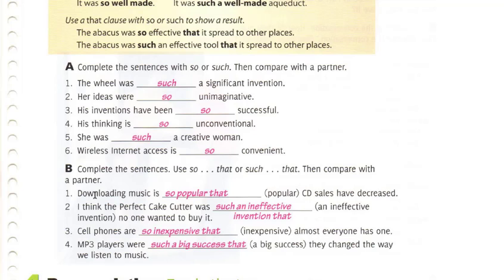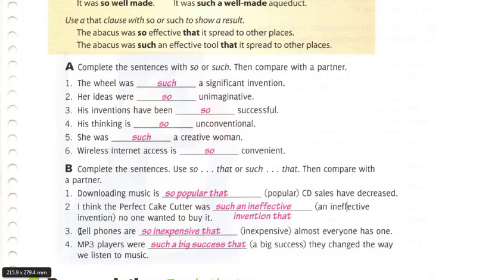So number two, I think the perfect cake cutter was such an ineffective invention that no one wanted to buy it. Okay, so we use such because we have the auxiliary word and the adjective that we're going to use, and we add that at the end.